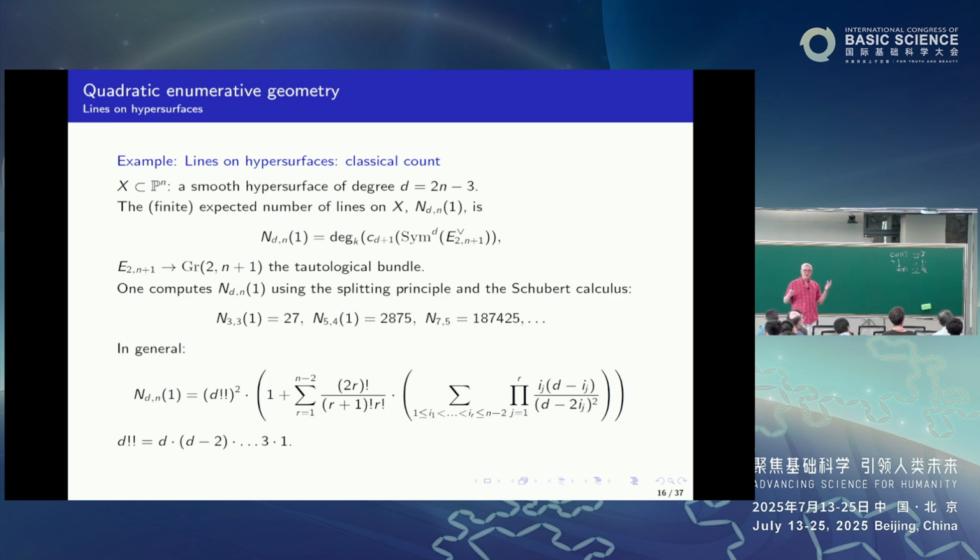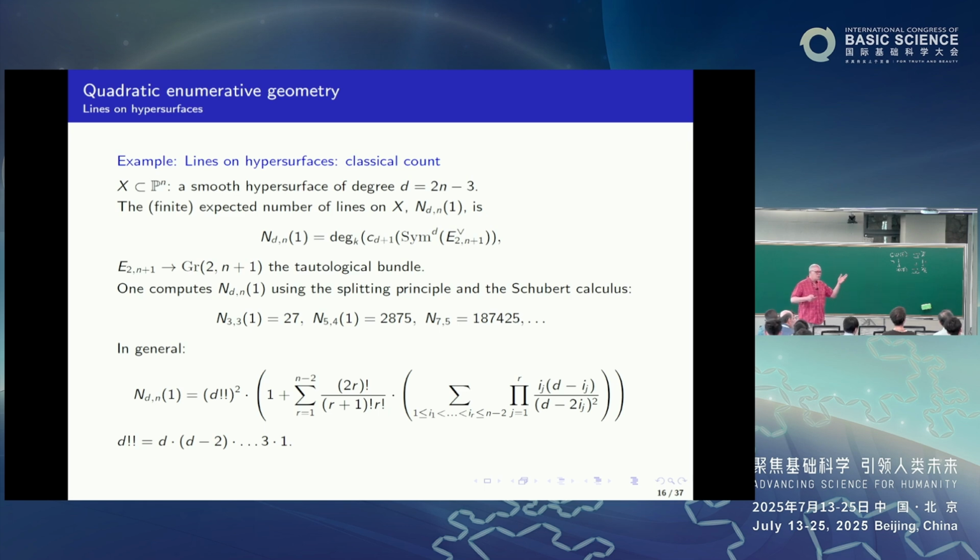And of course, if you have a section of a bundle, and if it vanishes, this d is chosen so that the rank of this bundle is the same as the dimension of the Grassmannian. So you would expect a general section to vanish at finitely many points. You count the points with multiplicity, that gives you the top Chern class. So you'd expect that this count, this is the expected number, is just the degree of this top Chern class of this Sym^d of this dual tautological bundle.